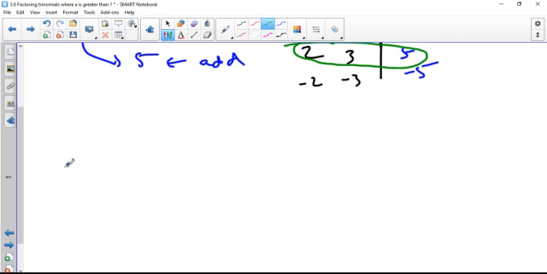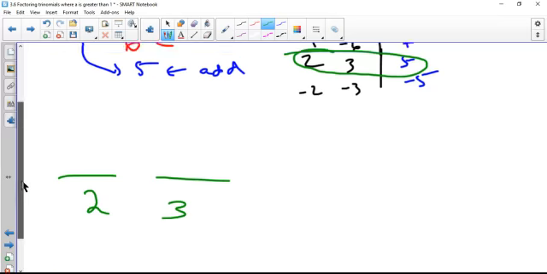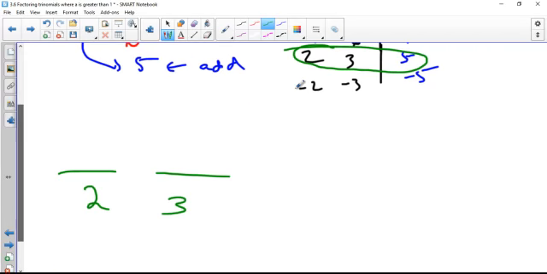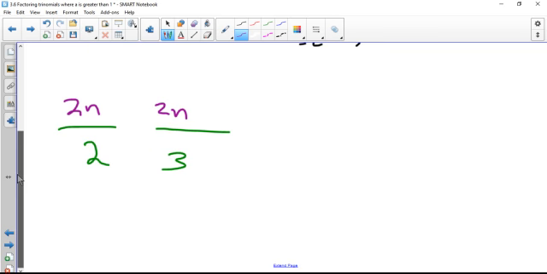We are going to use the line method, put our 2 and our 3. And we started off with a 2n squared, so that means we will have a 2n on top. Once we have that 2n on top, we look for factoring. We have 2n over 2, which means we will have a common factor of 2 on each of these.